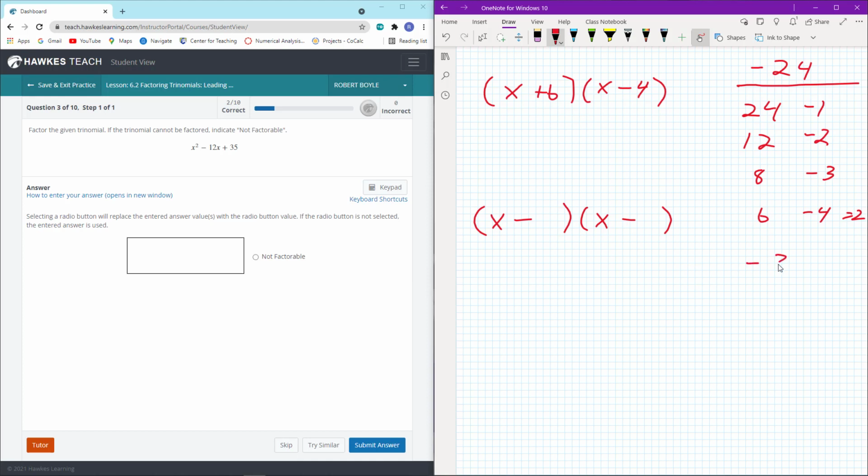Okay, negative factors of 35. So negative 1 and negative 35, that works. Negative 2 will not, since it's an odd number. Negative 3 will not. Negative 4 will not. What about negative 5? Negative 5 and negative 7. They multiply to 35, and when you sum them together, you get negative 12. So that's what this would be. This would be x minus 5 times x minus 7.